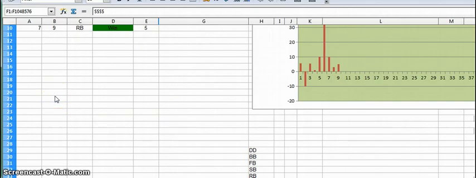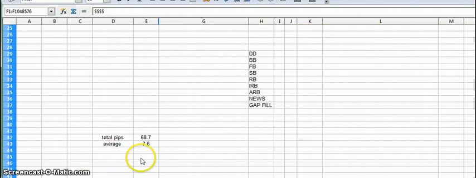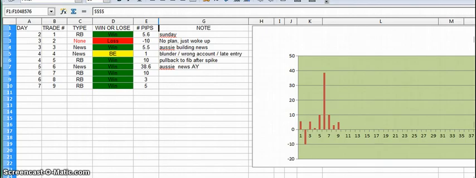And if I scroll down here to the bottom, because I allow myself about 40 trades is what I figure I'm going to make, you can see here that I've had total pips so far for the month is 68.7 pips with an average of 7.6 per trade. And that's how I keep track of all my trades every month. I suggest you do something similar so that you have a journal or something to look back on and study, see what you're doing well at and what you're losing at.